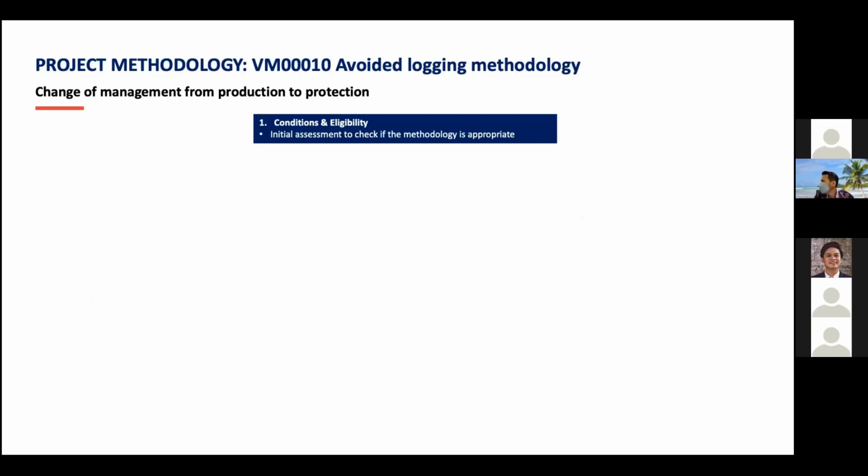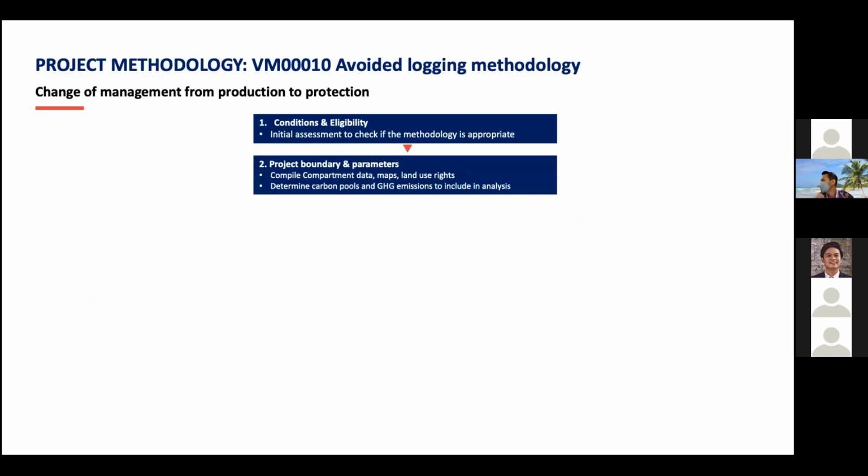So, this is the process for measuring GHG using this method. You check, periksa apakah kaedah betul berdasarkan klasifikasi tanah. So choose the right methodology. Right. What is the project boundary? What are the parameters? Compartment data, maps, land use rights. Okay, mengumpulkan peta dan rancangan penggunaan tanah. What is the existing plan for the area to determine the baseline?